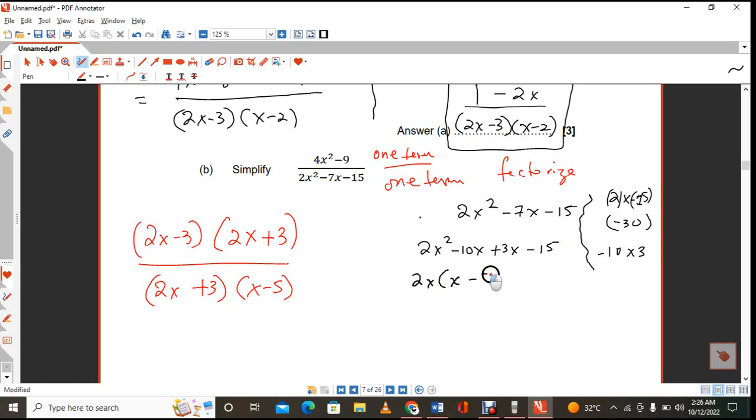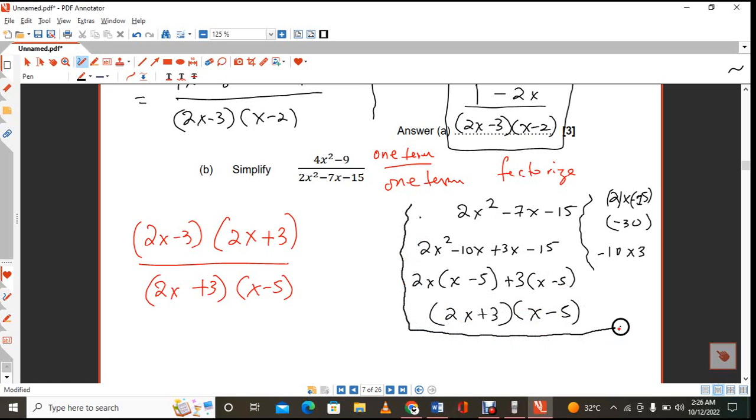So that's going to be x minus 5. On this side, the common factor will be positive 3. So if you take out the positive 3, so plus 3, and then you have x minus 5. So it factorizes to 2x plus 3, as well as x minus 5. So this could be something you do on the side, okay?